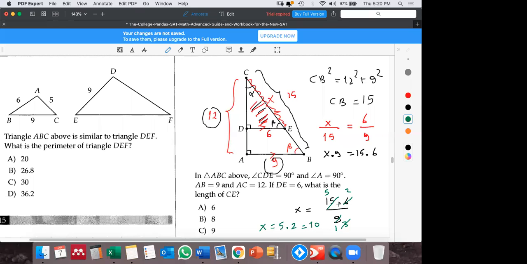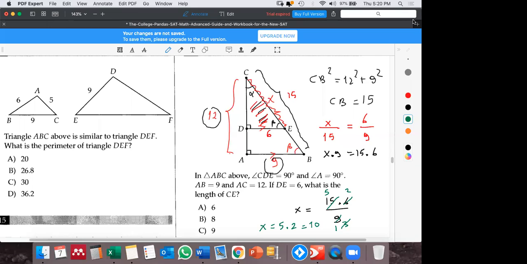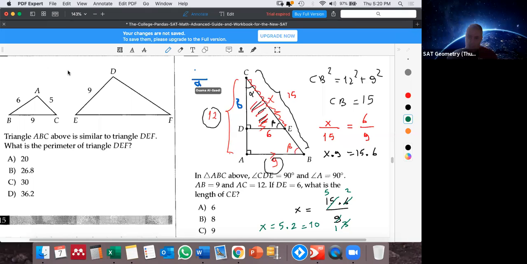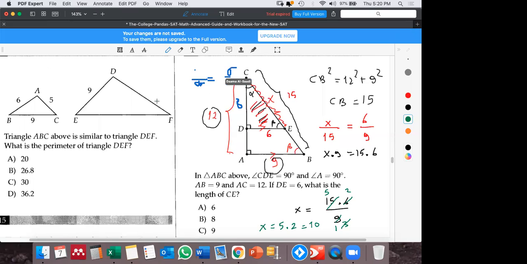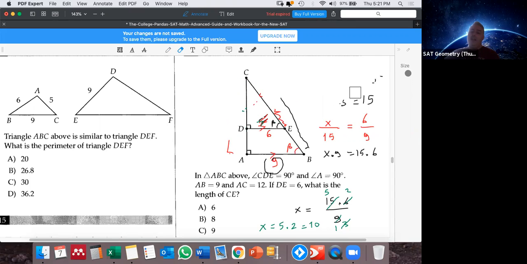Sir, I found it in a different way. Could be. How is it? Tell me. First, I got 8 here because of the rule A over A plus B equals the other one, 6 over 9. Okay, good. And then I found 8, then I did the Pythagorean theorem. Very good. Yeah, I did the same way. Calculate this one first, and then by using the triangle, you calculate X. That's also possible.